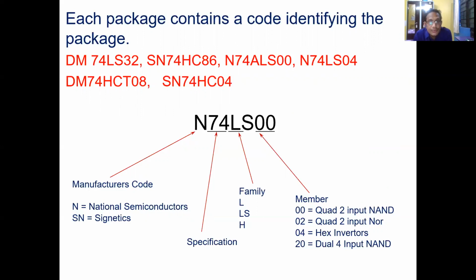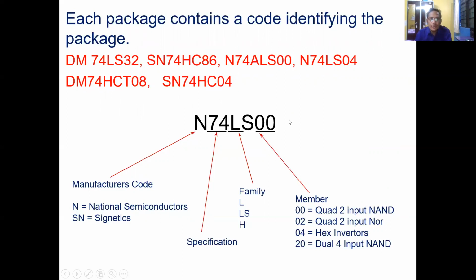Then SN74SC86, N74ALS00, N74LS04, DM74SCT08, SN74SC04. Okay, so these are the names written on the particular ICs. So how do we identify that this is a TTL IC and this is a CMOS IC?